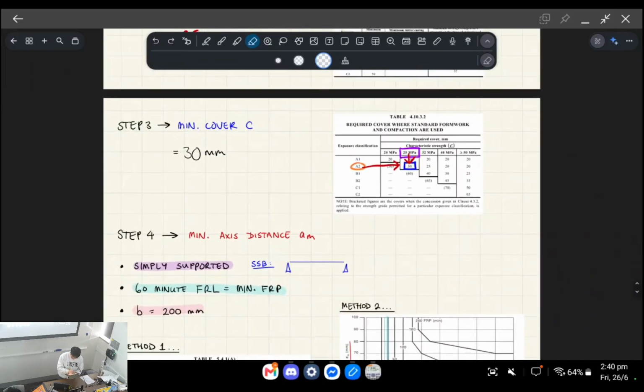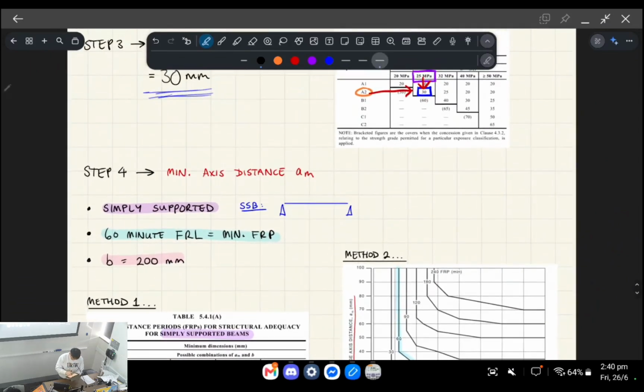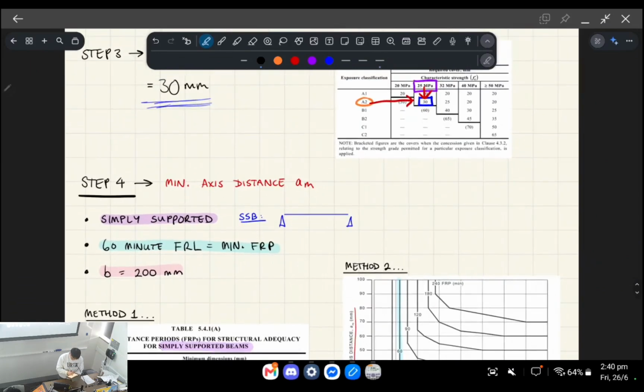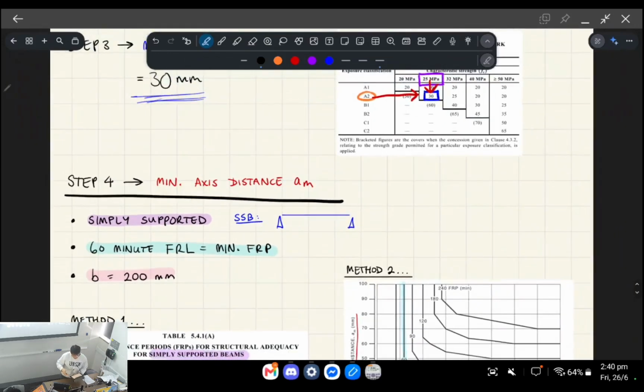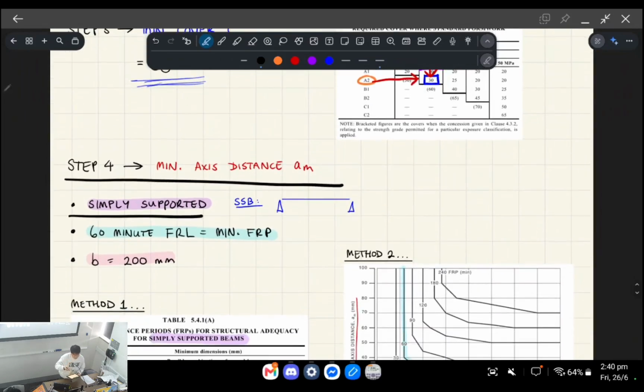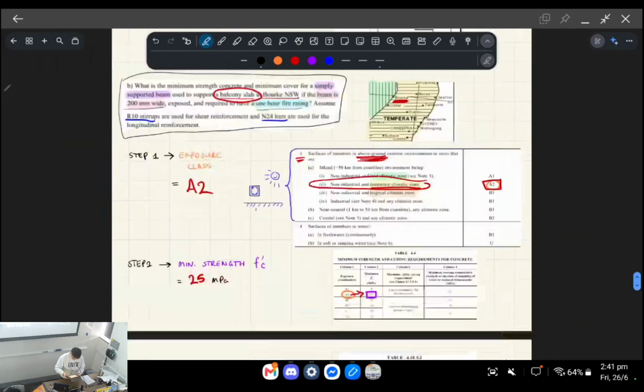So that's the minimum cover required if we were only considering the exposure class. Now we have to figure it out for the fire durability design considerations too. We have to figure out the minimum average axis distance, and there are a few bits of information in the question that we'll need. The fact that it was a simply supported beam is important information. We're told that we're designing for an FRL. Remember, FRL?